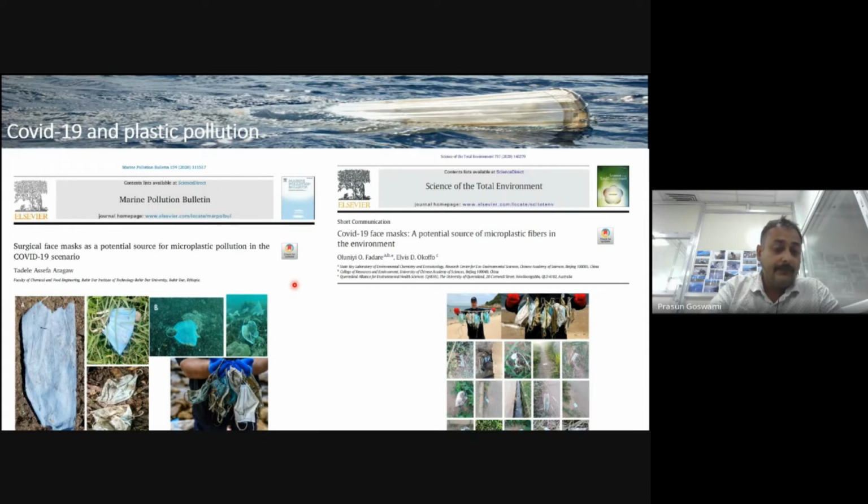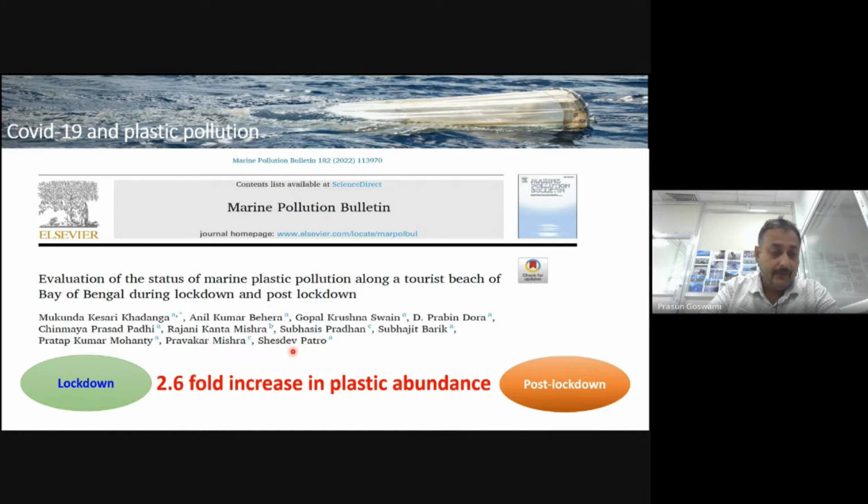Several reports recently suggested that the number of face masks and all other kinds of single-use plastics had increased in post-COVID-19 scenarios. So this was one study carried out on the east coast of India, in which the authors showed the number of plastics found on the beach increased by nearly 2.6-fold between the lockdown and post-lockdown period during COVID-19.